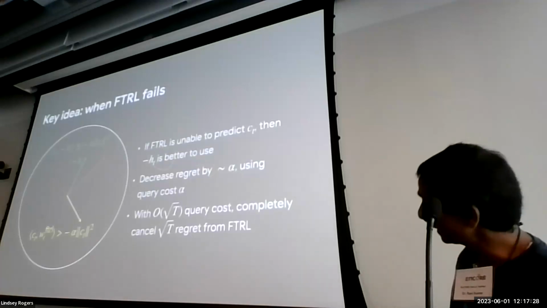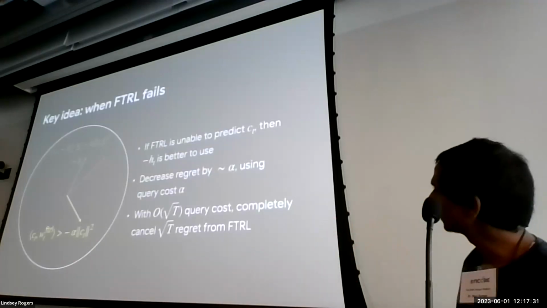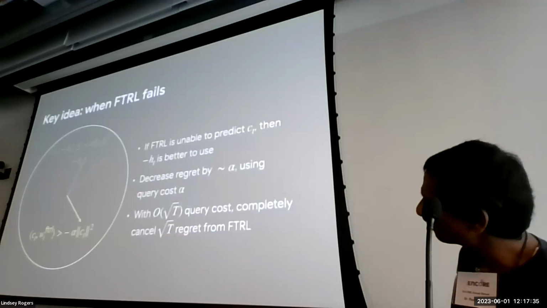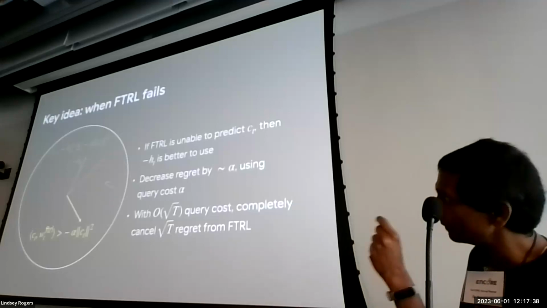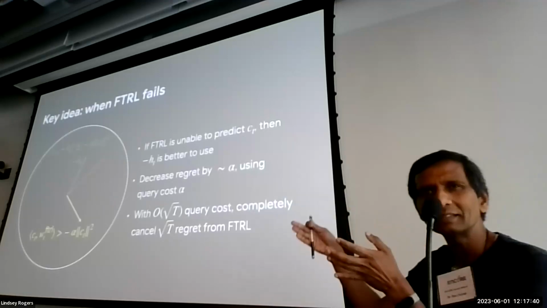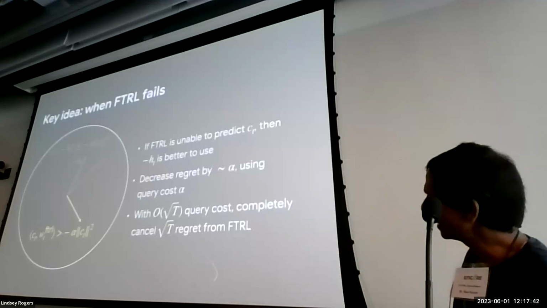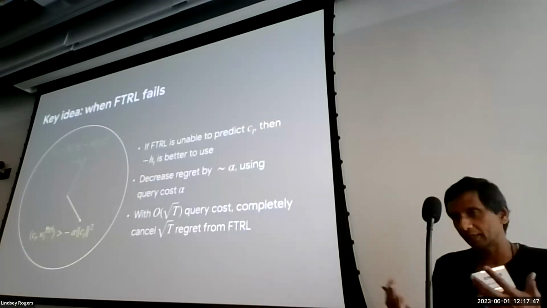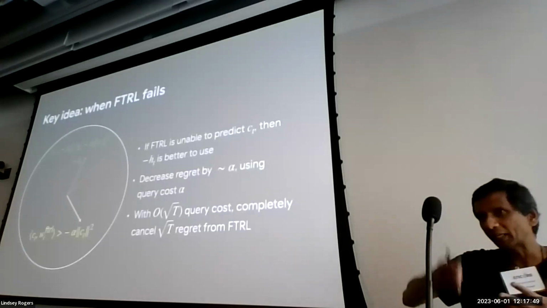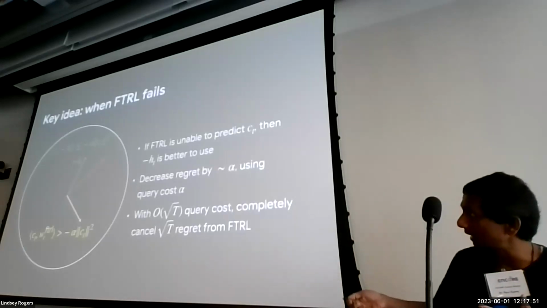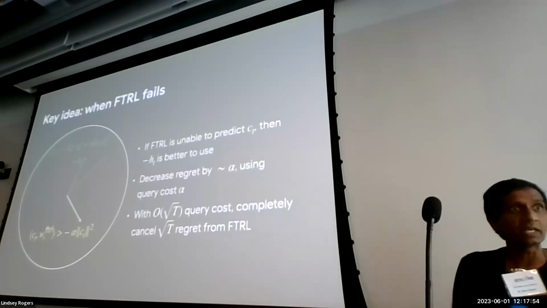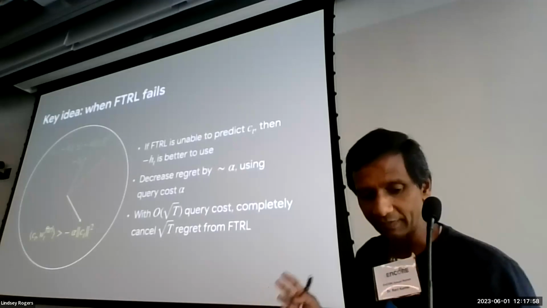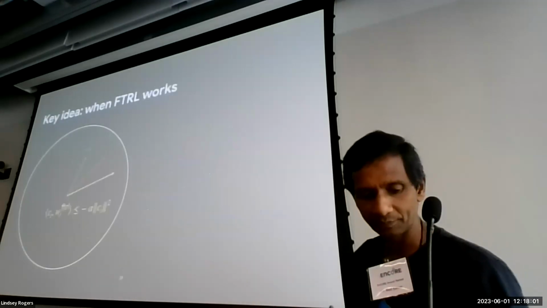So in this case, the hints are better to use. You play the hint or minus the hint. And if for all such time steps we're able to play the hint, and if we know these things when they occur, then we can completely wipe out the root T regret from FTRL. So FTRL inherently incurs a root T regret. So you want to be able to kill that off by doing this at appropriate time steps. That's the only way to remove that root T factor. Okay, so that's one case when FTRL actually fails.